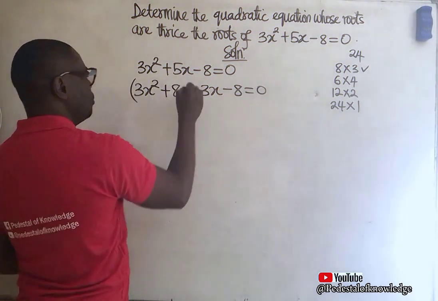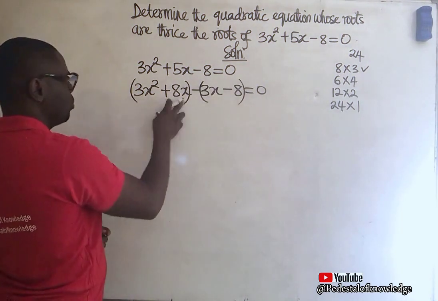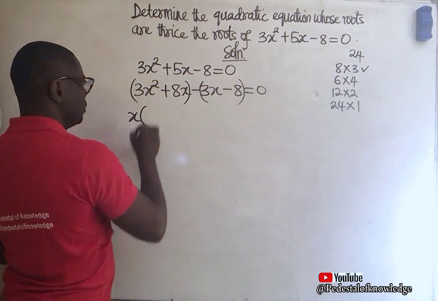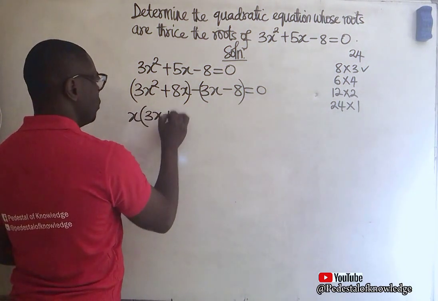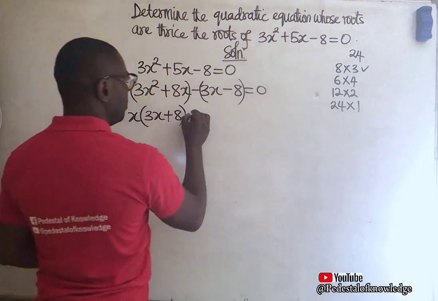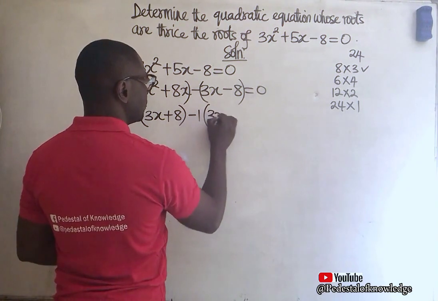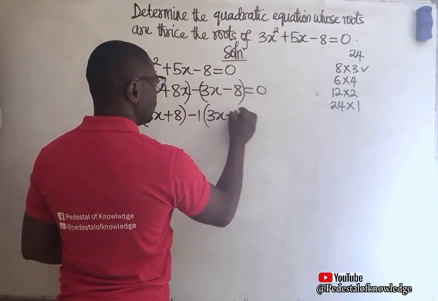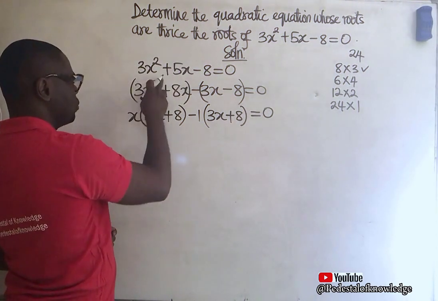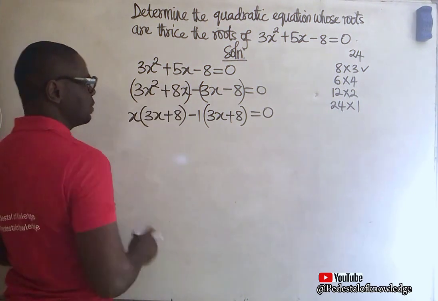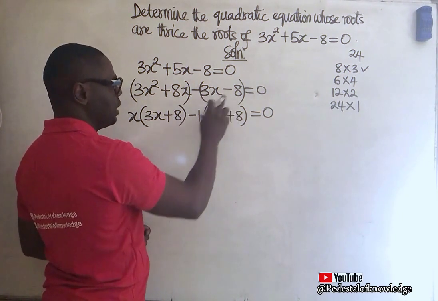Okay, so we now group it in twos. Now it is very clear that x is common here, so you factor it out. Then place whatever remains inside the bracket. Now, what remains here is 3x. And what remains here is 8. Now, minus 1 into, what remains here is 3x. And what remains here is plus 8 is equal to 0. Because x times 3x will give us 3x squared. x times 8 will give us 8x. Now, minus 1 times 3x will give us minus 3x. And minus 1 times 8 will give us minus 8.